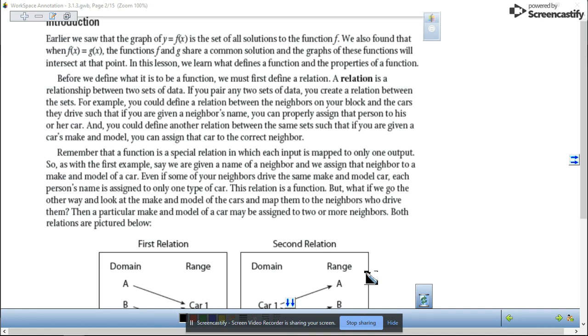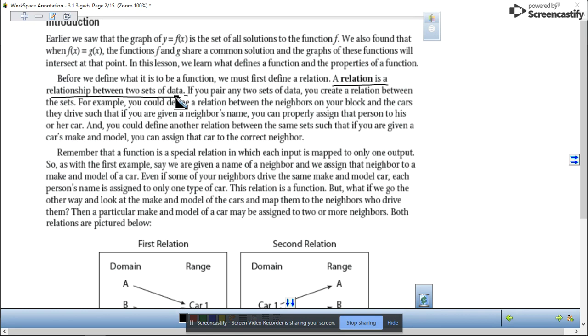We learned that it defines a function and properties of a function, but before we can define what a function is, we have to talk about something called a relation. A relation is a relationship between two sets of data, right? It's what they have in common. If you pair any two sets of data, you create a relation between those sets.